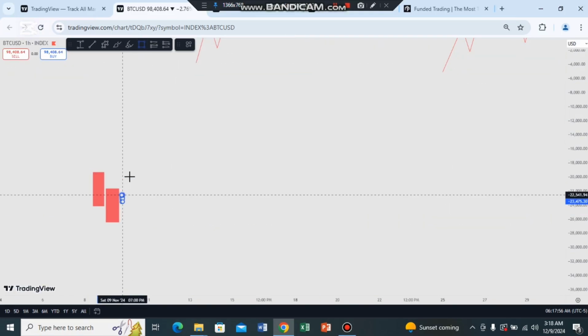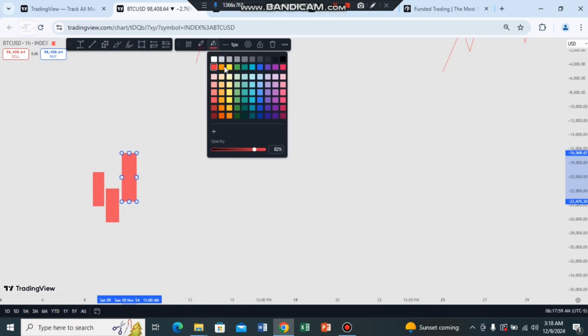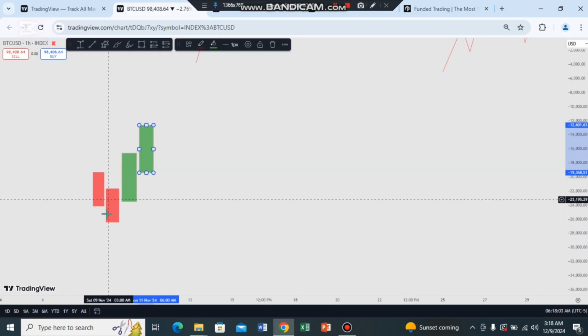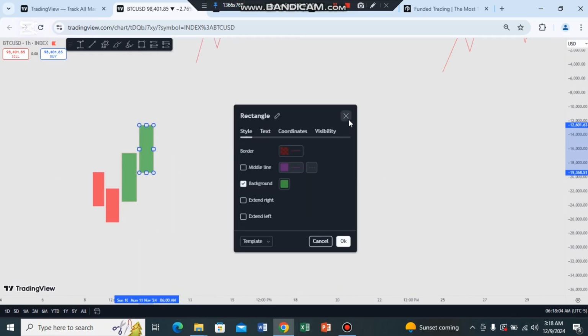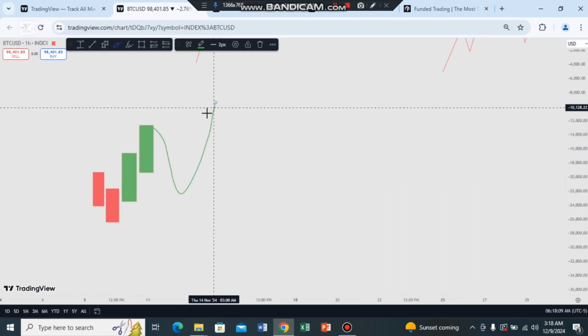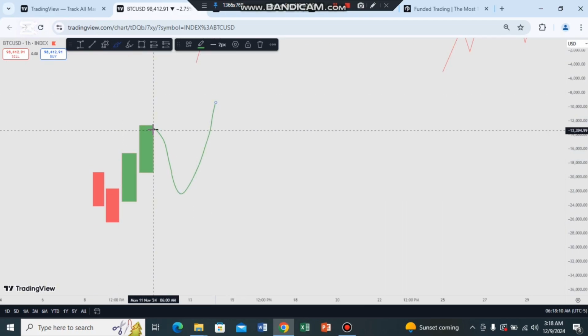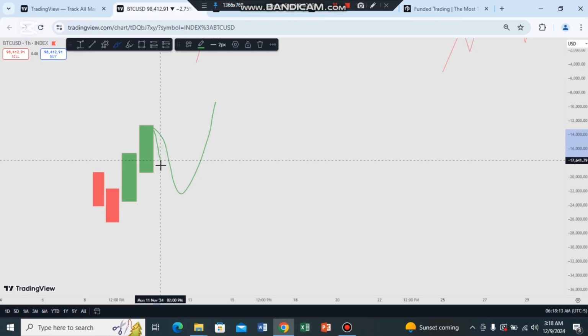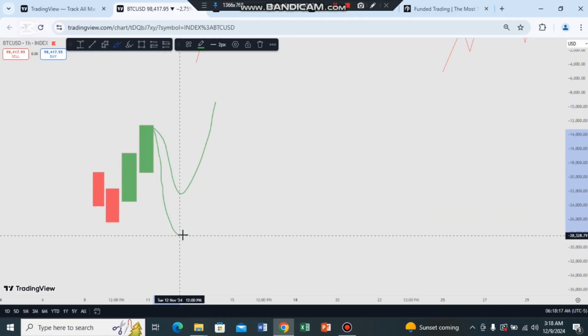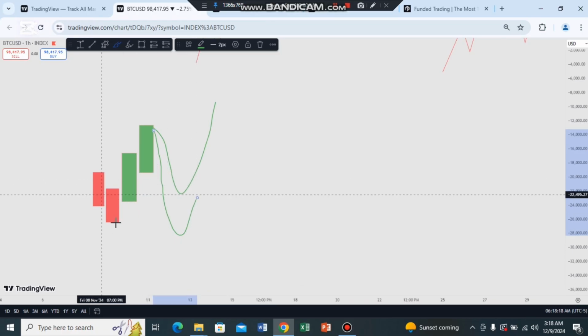Then the market goes up, we get a fair value gap. So this area becomes a bullish order block and the market goes up after retesting this area. Now sometimes the market doesn't go up from this area, so in that case the market will go down, close below this, and in this case this area will become a breaker block.